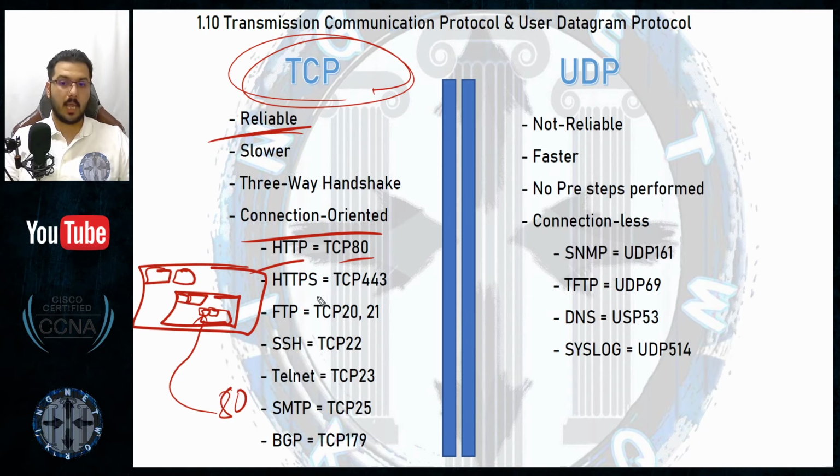If the destination port is 443, then it's not HTTP, it's HTTPS, the secured HTTP. If it is 20 or 21, then it's FTP. SSH is using 22, Telnet is using 23, SMTP for emails is using 25, and the BGP protocol is using TCP 179.